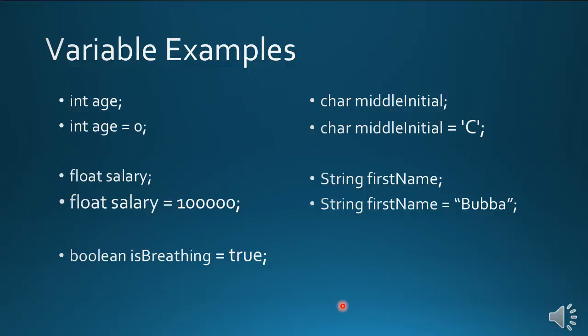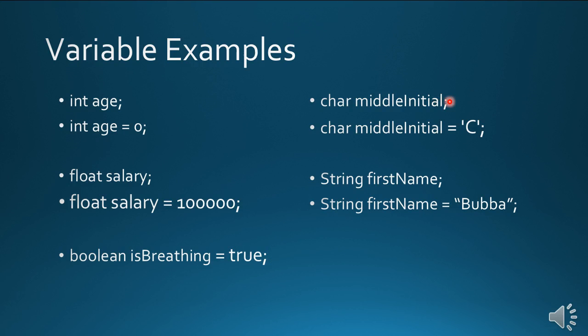Variable examples. I've listed here some examples of how we declare variables in Java. Up here, we have int age, and then we also have int age equals 0, where we're setting that initial value to 0. We've got a couple here with the floats. We have float salary, and then float salary equals 100,000, where we're setting the initial value to 100,000. Boolean, we can set that to true or false. Those are the only 2 values we can put in for that.